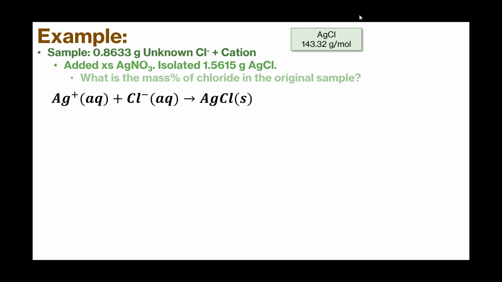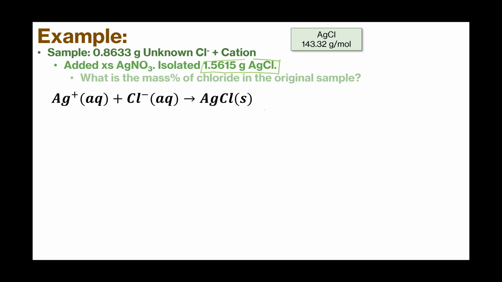What we're going to do is add silver nitrate, just like we saw in the picture, and isolate silver chloride, and we've isolated 1.5615 grams of silver chloride. We're going to assume that's after the drying. Our question is, what is the mass of chloride in the original sample?